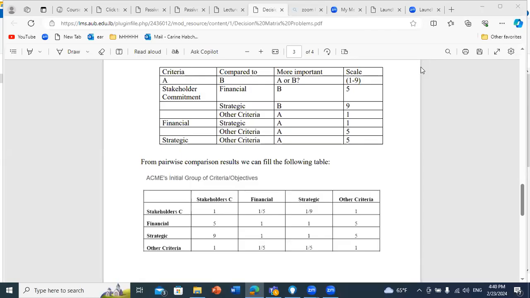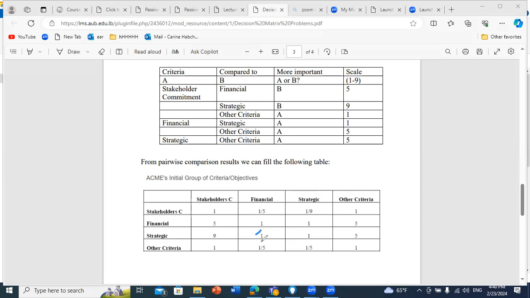Okay, so we were completing the matrix here of grades, and we said that for strategic compared to financial, they are of equal importance. So the grade is 1. Of course, for the diagonal, it's 1. And finally, strategic compared to other criteria. So we go to this column here. Compared to other criteria, strategic is more important. Because strategic is the reference, we put the grade as it is. So we put a grade of 5.